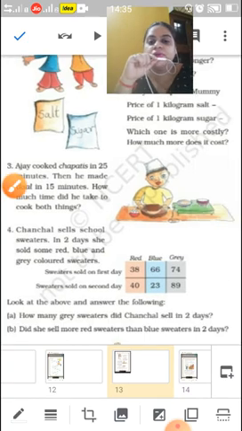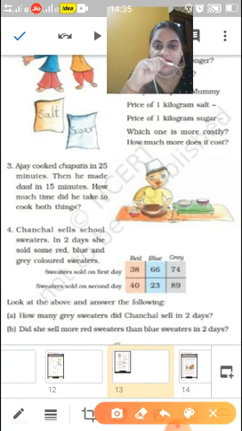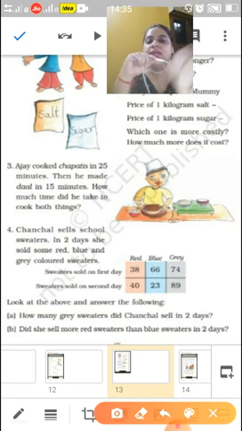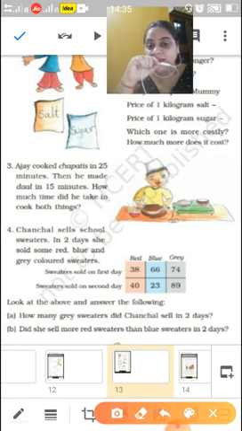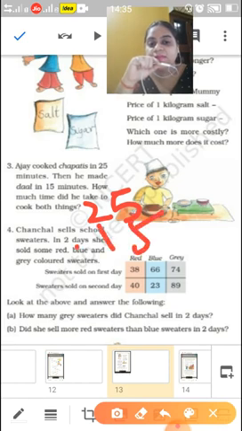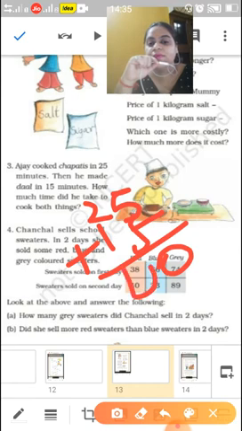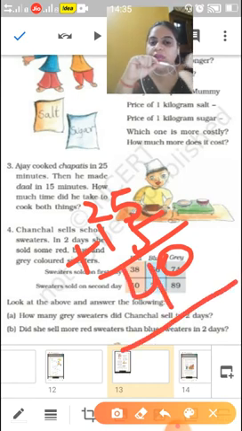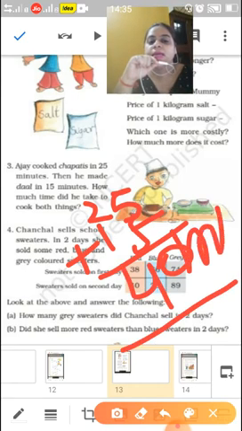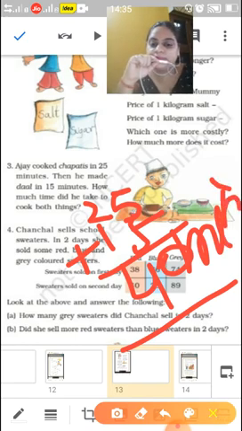Ajay cooked chapati in 25 minutes. Then he made dal in 15 minutes. How much time did he take? So children, all together they are asking. So what you will do here? 25 plus 15. What will come? 40. Okay, 40 minutes. He made both things.